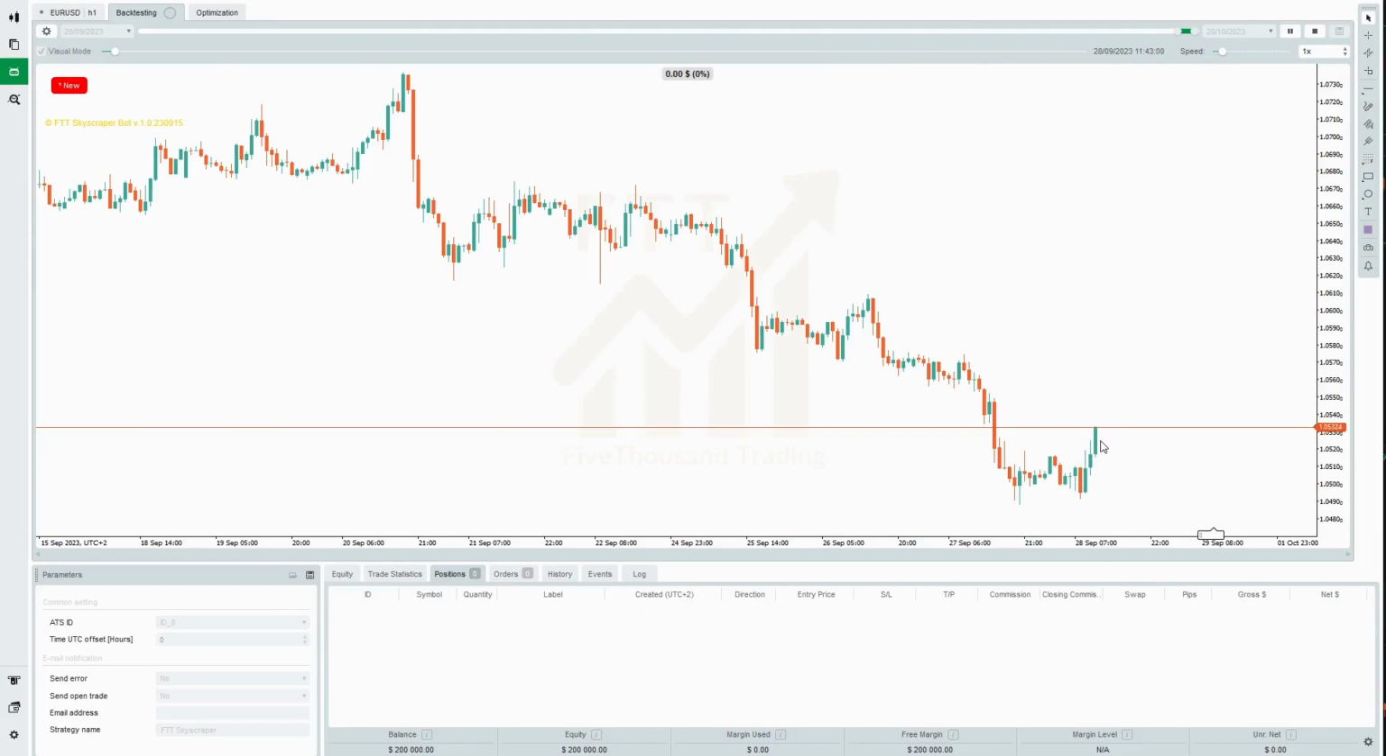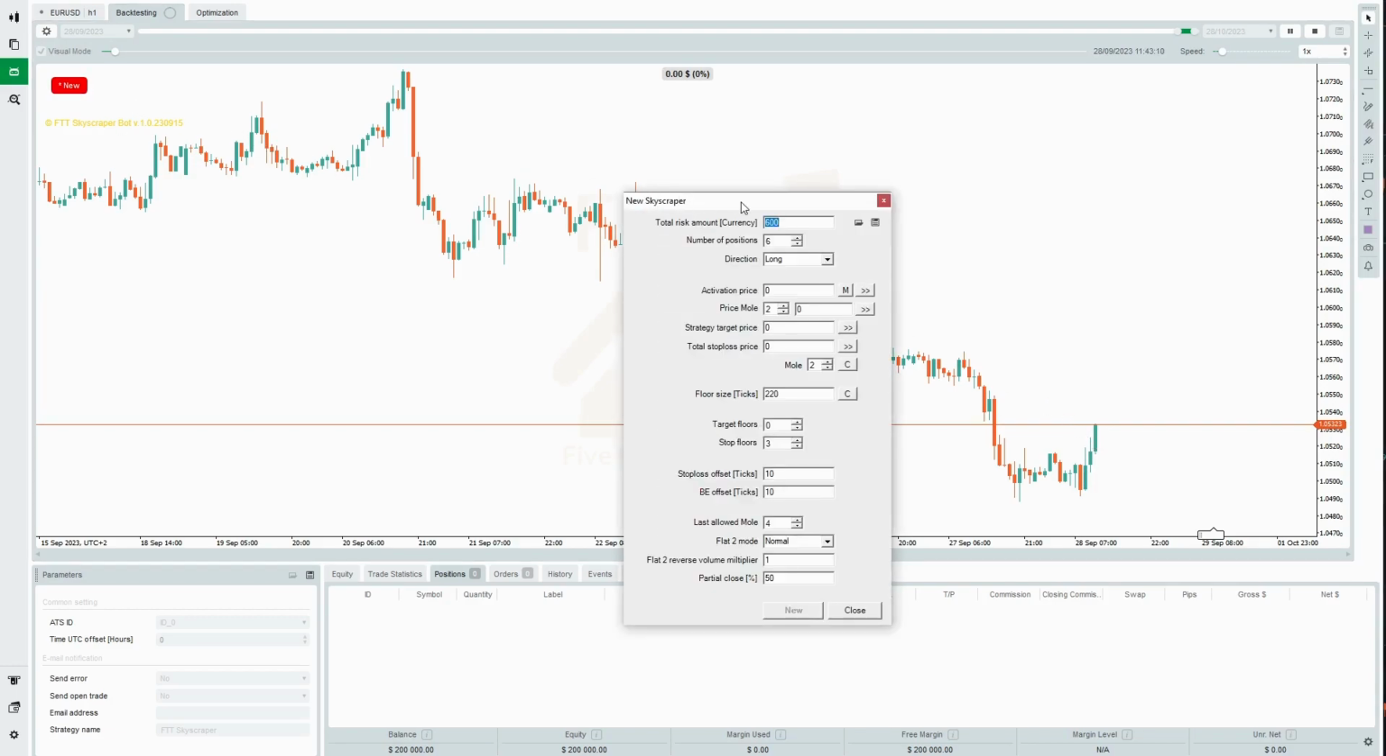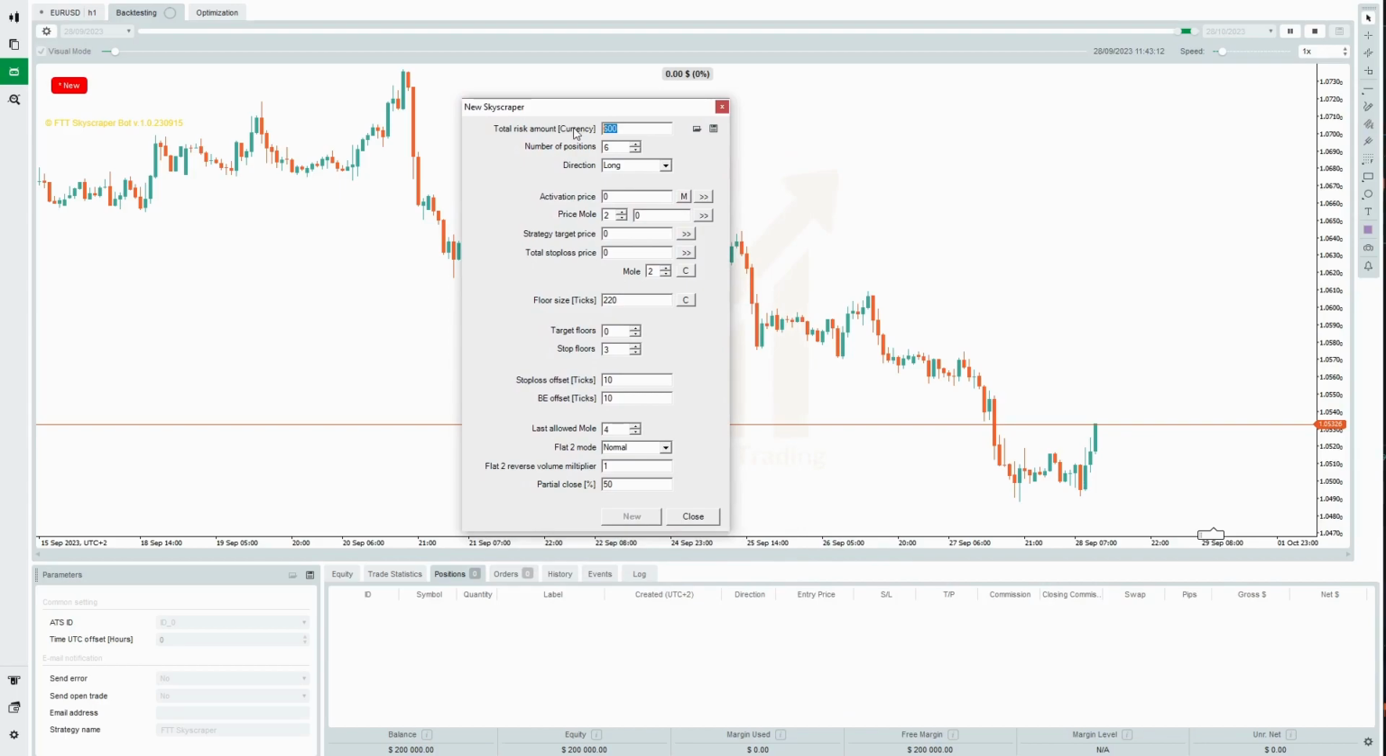Let's take a look at the cTrader platform to see how the trade would have turned out. The positive candle that was shown during the analysis is currently being completed. I'll click on the new button and fill in the setup parameters. We want a total risk of no more than $600 and a total of 6 positions. The trade direction is long.